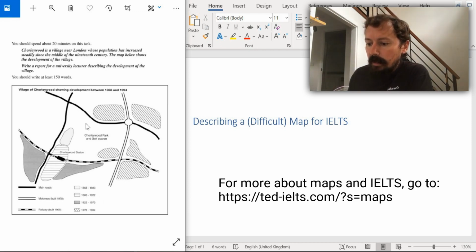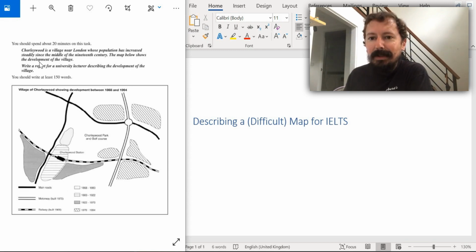And we can see here that we are looking at a town called Charliewood. Strange name, but I think it is a real place, near London. And we're starting in the middle of the 19th century, so like 1850 or thereabouts. We can see the details later. And we're bringing it up to more or less the present day. In this case, we're looking at a village that over time has grown and grown into a bigger place.